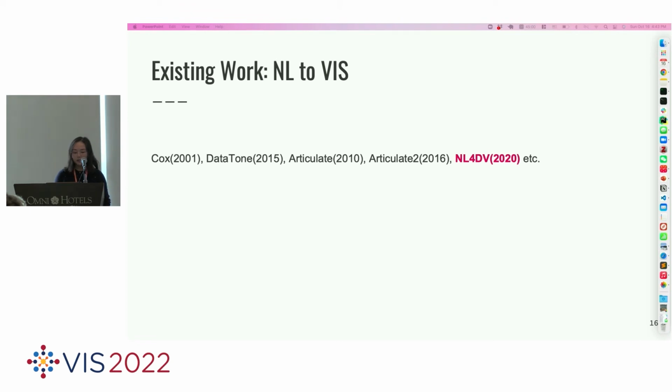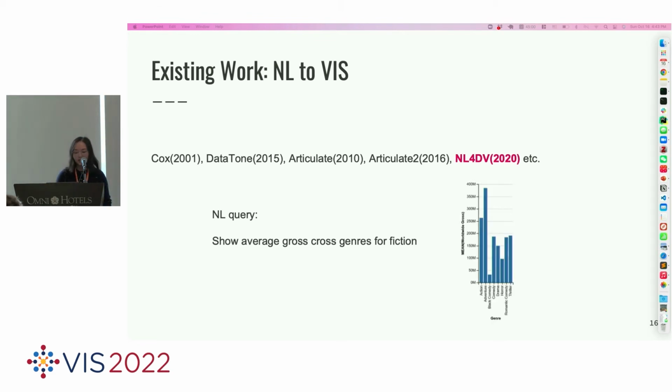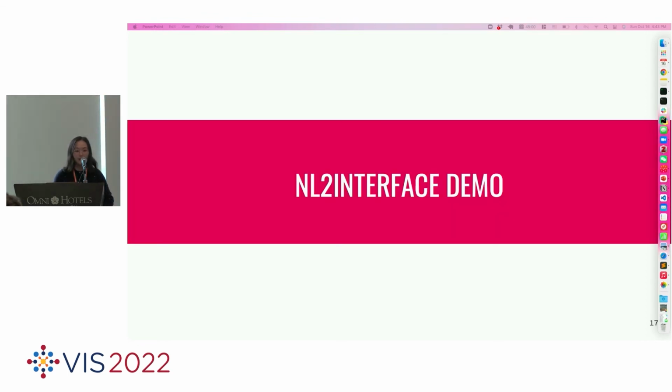Folks in our community have done a lot of work from natural language to visualizations. For example, NL4DV, given a natural language query like show average growth across genres for fictions, will return you a static visualization. However, all this work is focused on single static visualization generation. How to turn natural language to interface remains very hard. So we propose NL2Interface, which is the first to try to generate interface from natural language queries.